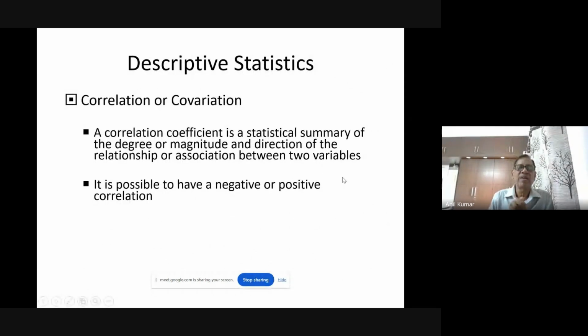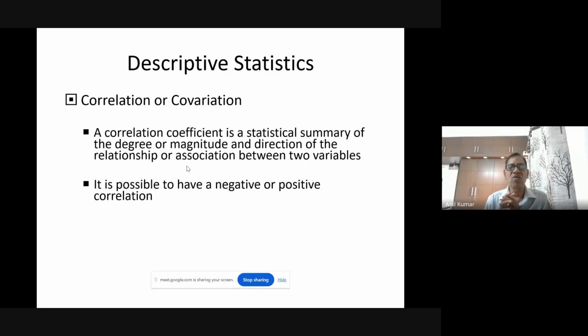Then another important descriptive statistic is correlation or covariation. I think all of you must be well aware of that. Many times we are having correlation. Correlation means, just look at it, it is telling you the relationship or association of the two variables. It is about relationship and association, how these two variables are related to each other.